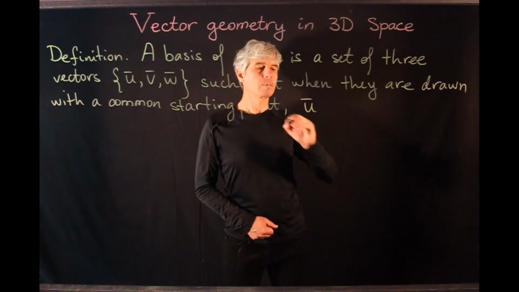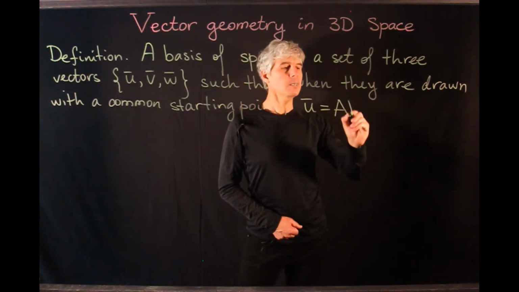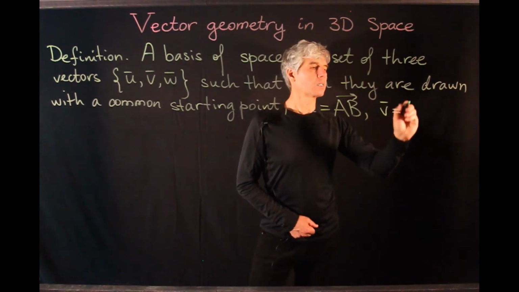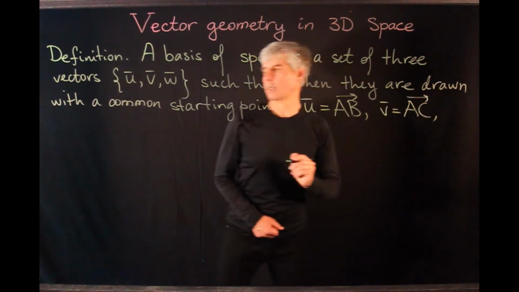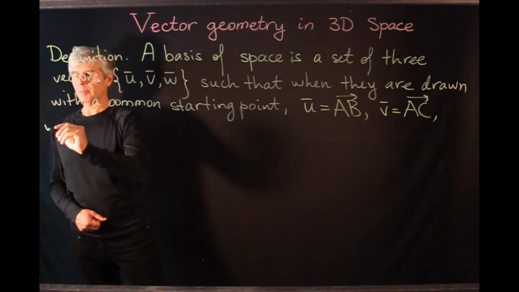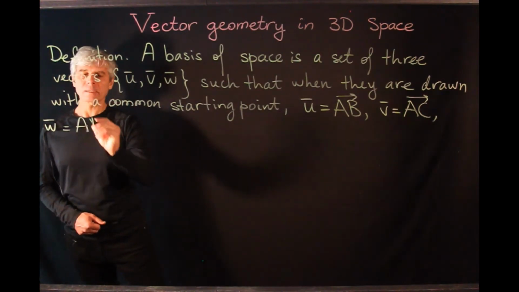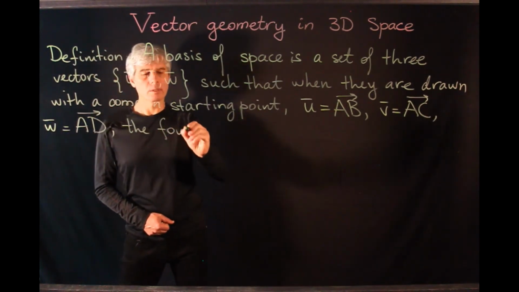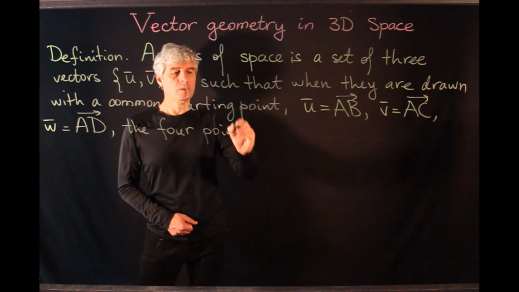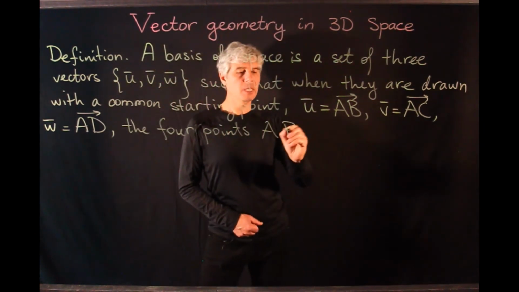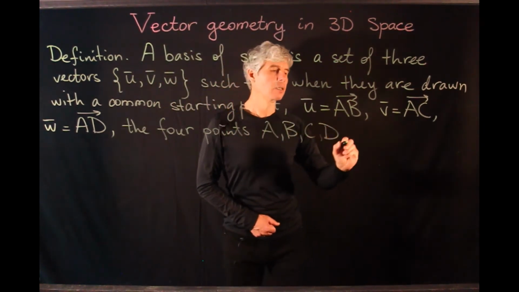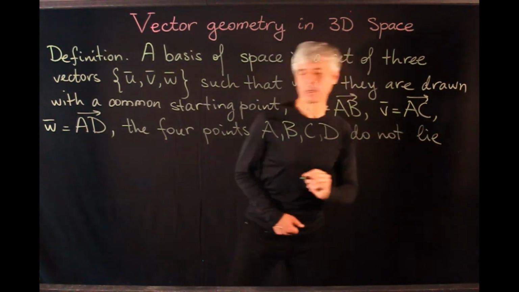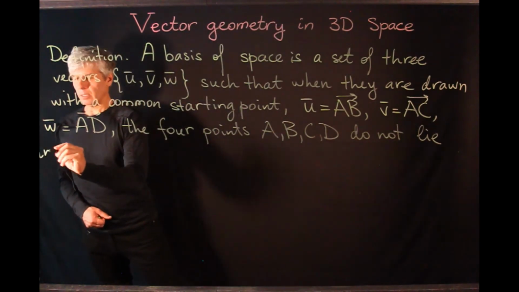so that is, if u is AB, v is AC, and w is AD, the 4 points A, B, C, and D do not lie in the same plane.